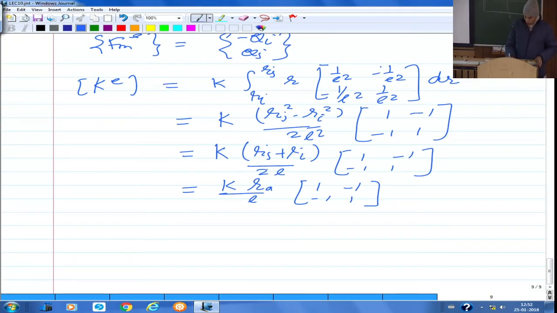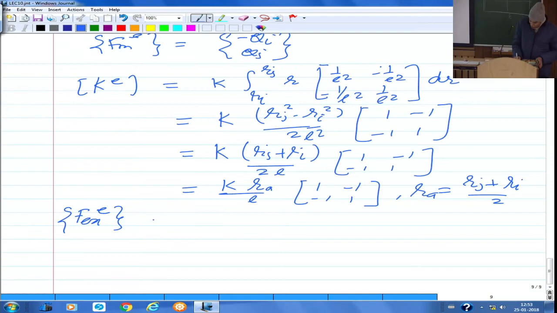So this (Rj + Ri)/2 is actually your Ra. So Ra is (Rj + Ri)/2. Similarly, if you want to evaluate the external load vector, it would again be the integration from Ri to Rj of Qz into r, and then the shape functions.